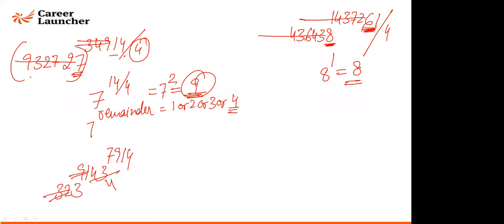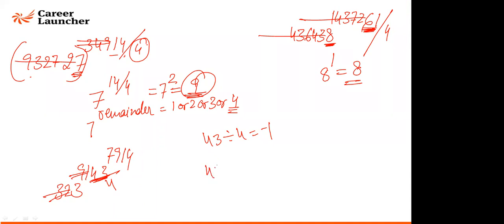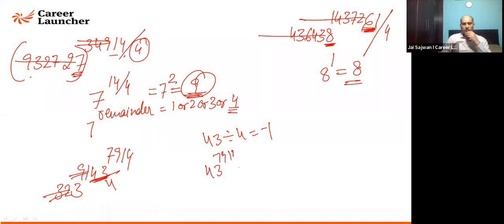Am I saying it right? Yes sir. Cancel everything except this, and you will divide it by 4. 43 divided by 4, can I say the remainder is -1? Okay. Yes sir. So 43 to the power of 7914 divided by 4 is the same as -1 to the power of 7914. What is the remainder?